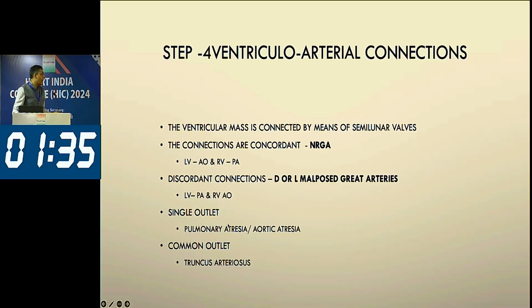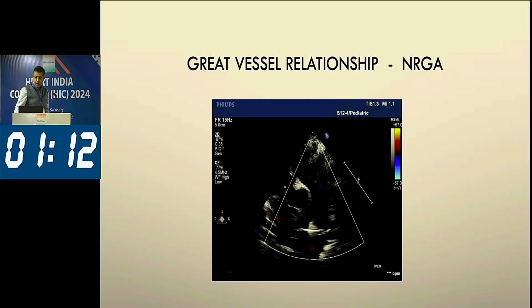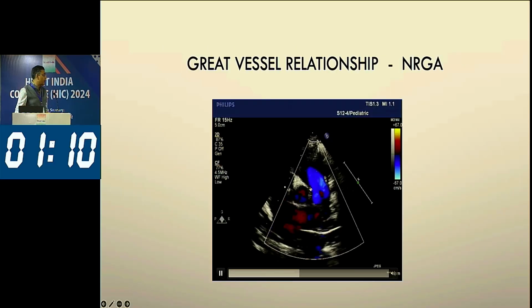Step 5 will be identification of ventriculo-arterial connections. Ventriculo-arterial connections could be concordant or discordant. Discordant will be RV to aorta and LV to PA. You could have a single outlet. Single outlet means an aortic or a pulmonary valve is atretic, or a common outlet. Common outlet will be truncus arteriosus. Some of the pictures showing normally related great arteries.